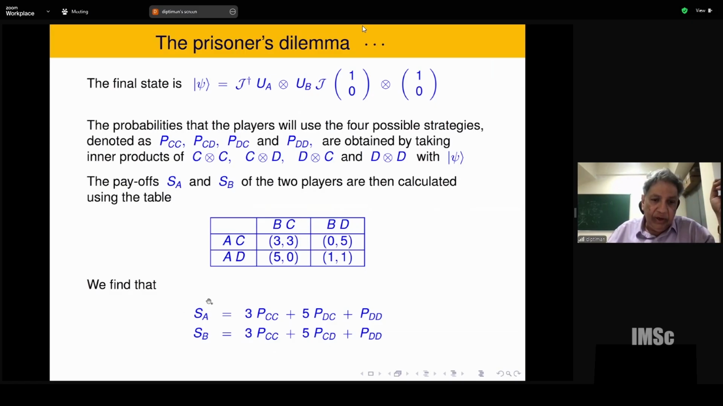So we find that the final payoff, so this is the average payoff after many iterations of the game, SA is 3 times PCC plus 5 times PDC plus PDD. Where did this come from? So you just look at the entries of this column of this table for player A. So for AC BC strategy, the payoff is 3, so that's 3 PCC. Then AC BD strategy, no, not that, AD-BC strategy is 5, 0, so that gives you this 5 PDC. And then AD-BD strategy is 1, so that's PDD. Similarly, there's a payoff for SB, the player B.